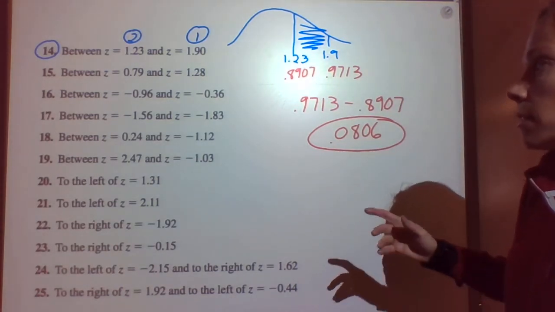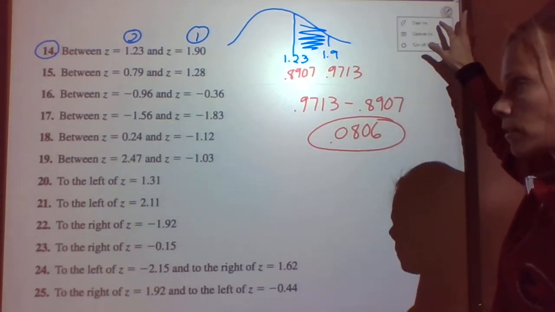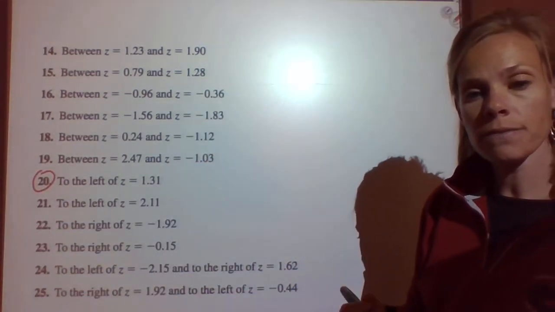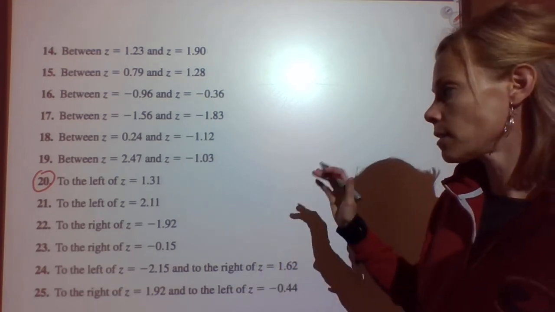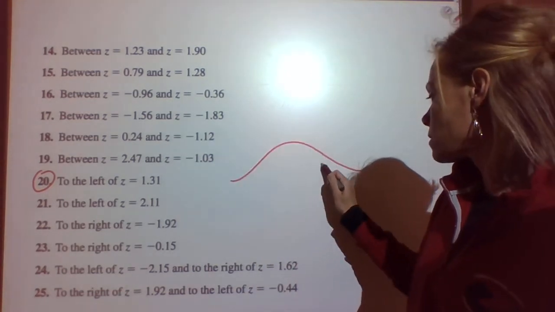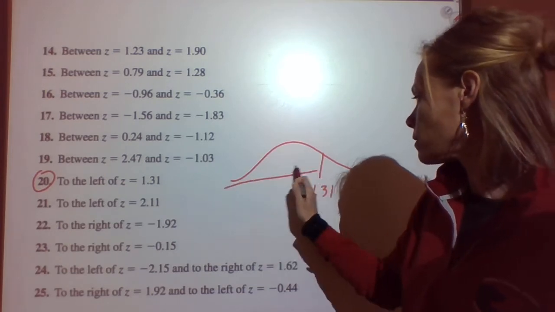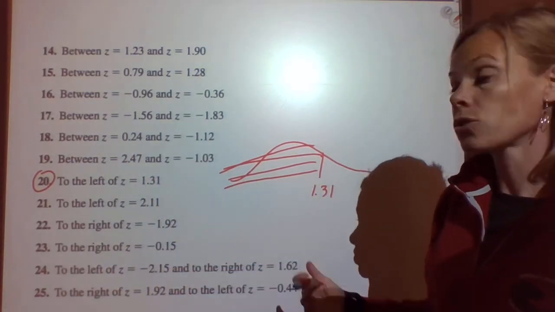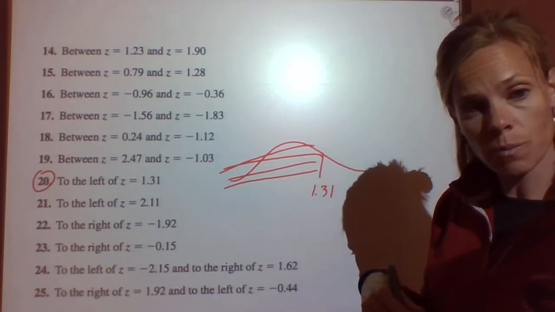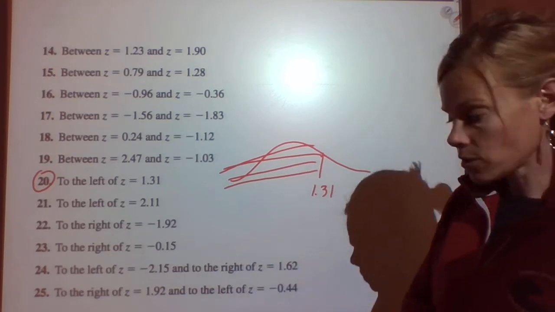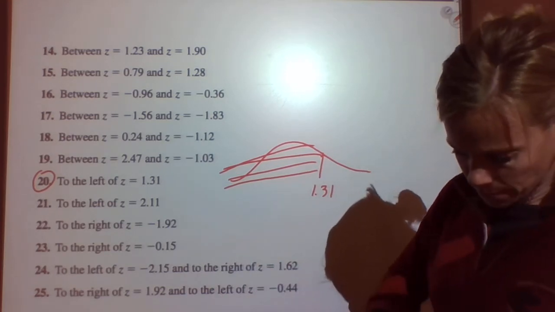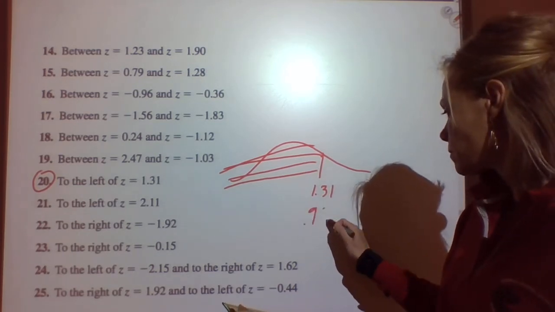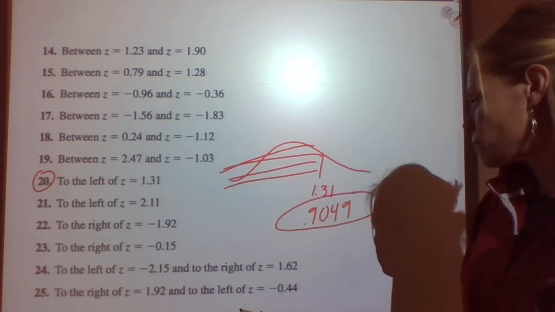Let's do one to the left. So let's do 20. Okay, so what's my rule to find area to the left? This is the easy one. When I'm doing area to the left, that means all the way to the left, right? There is no in between, it's just all the way to the left. I can just look up that number. It's that simple, because that's what my book does. It does area to the left. So I can just look up 1.31 and get 0.9049.